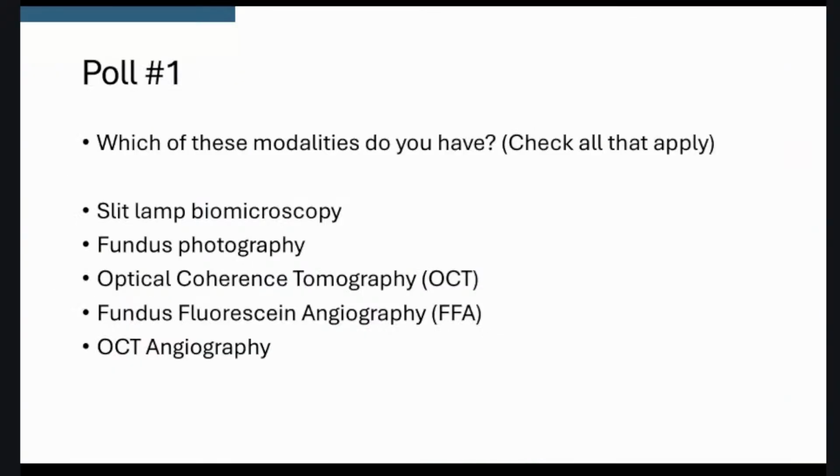So I'd like to pull up our first poll. So the question says, which of these modalities do you have? And you can just pick as many as apply to you. I'd just like to get an idea of my audience so that I know what people are using and what they're not using. So I think we have about 30 seconds for this poll. So you can pick as many as you have.